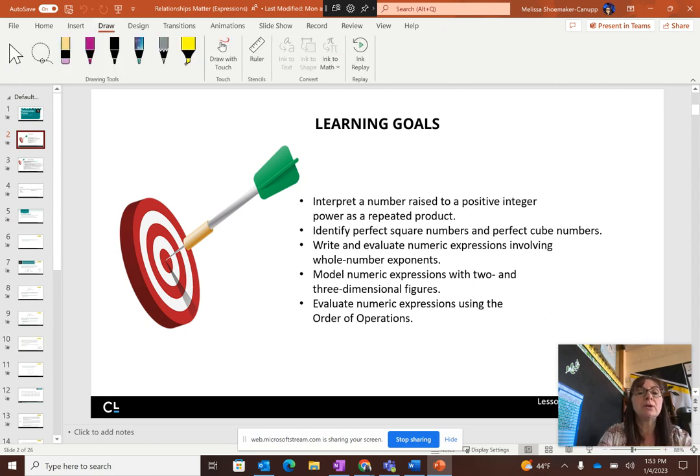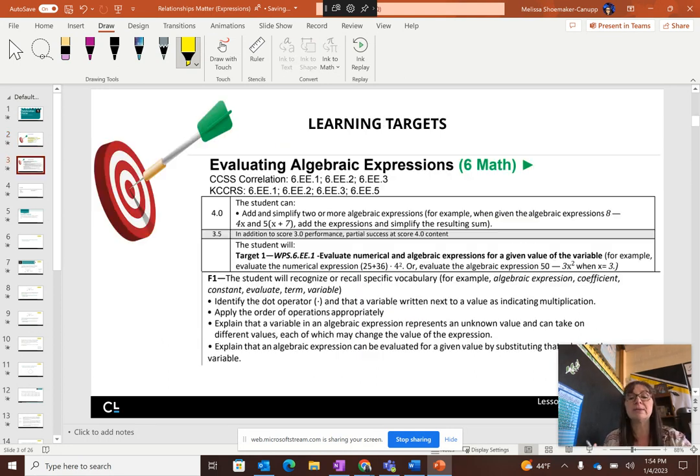We will take a look at our learning goals. We're going to interpret a number raised to a positive integer power. So we're going to be learning about what that is. Identifying perfect squares and perfect cubes, writing numeric expressions, modeling numeric expressions, and then evaluating them with the order of operations. So that's a lot of business, but we're going to take one step at a time.